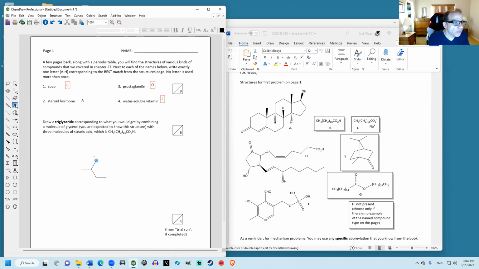Not that glycerol is particularly difficult to learn, and we'll run into it again in chapter 29. So this is glycerol. To make it a triglyceride, you make it a triester with 3 carboxylic acid molecules. And again, you may be given a question like this, but don't expect that it will be the exact same fatty acid and the exact same answer. Read the question. The question might be different from the practice exam. Don't just memorize the answers from the practice exam. That might not end well.